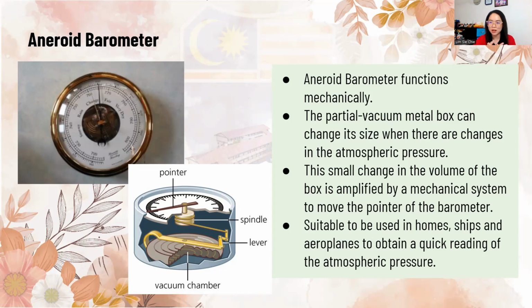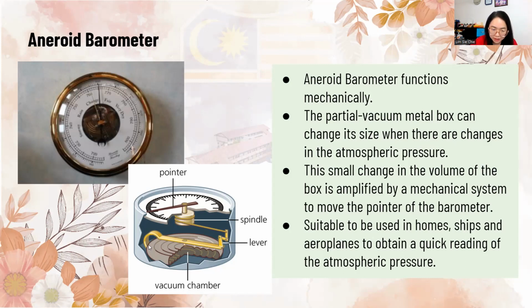Now, for those students who like to disassemble things, I think it is a very good idea for you to try to build this thing inside. This is very interesting. If you understand the parts inside, you will know how it functions. Now, the first thing is the vacuum chamber. This vacuum chamber is a partial vacuum metal box that can change its size when there are changes in atmospheric pressure. This means that when the atmospheric pressure is high, it is going to compress the vacuum chamber. And when the atmospheric pressure is low, it will be released and expand a bit. So what happened? You see this lever.